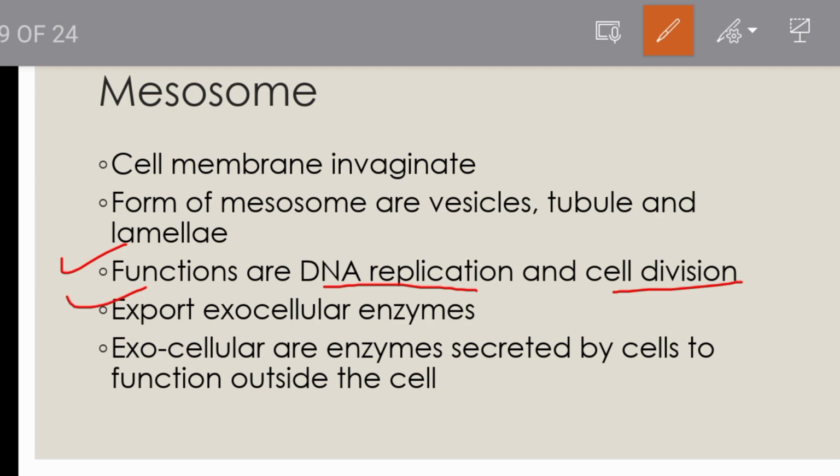What are the exocellular enzymes? Exocellular enzymes are enzymes secreted by the cell to function outside the cell. What function do exocellular enzymes do? These functions are food digestion. These foods are complex and bacteria secrete enzymes to digest this food.